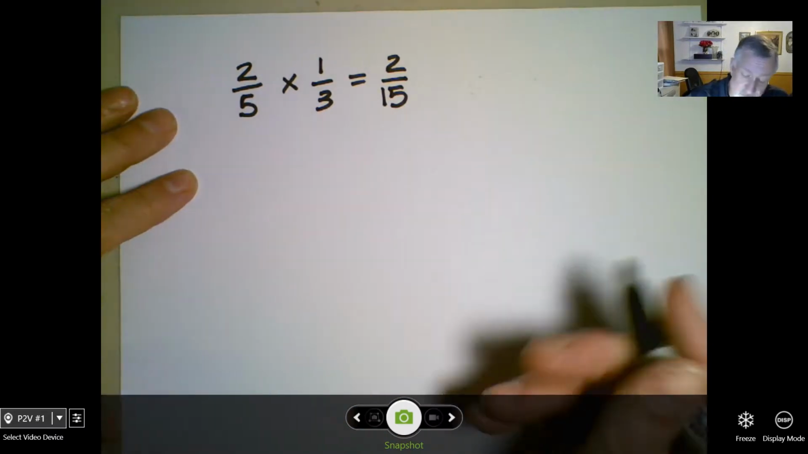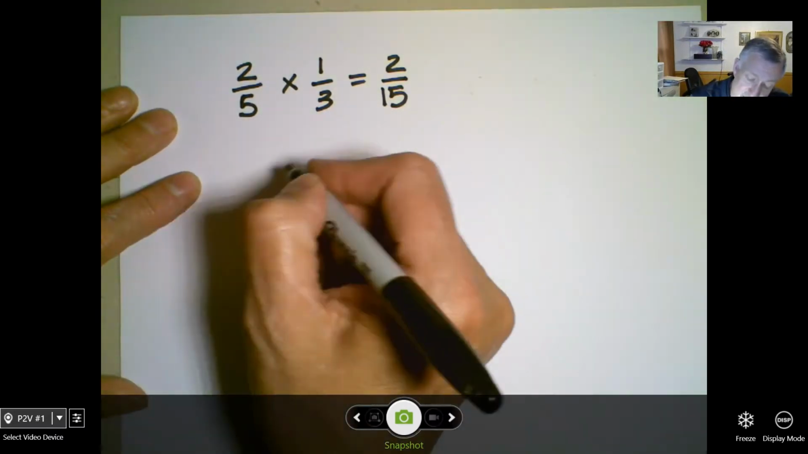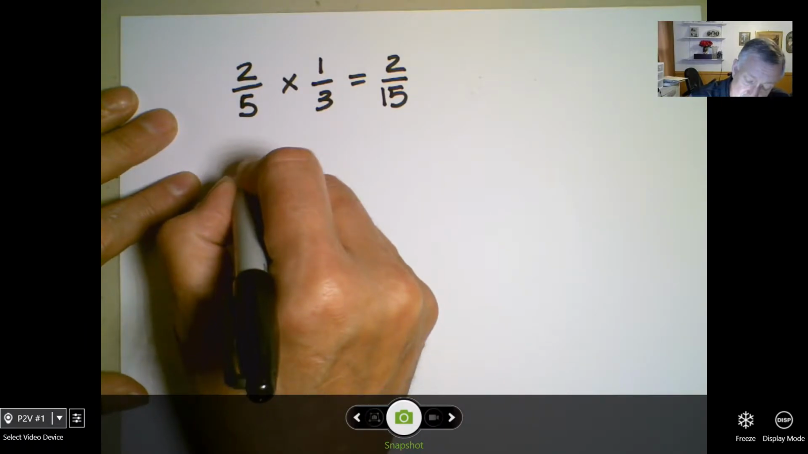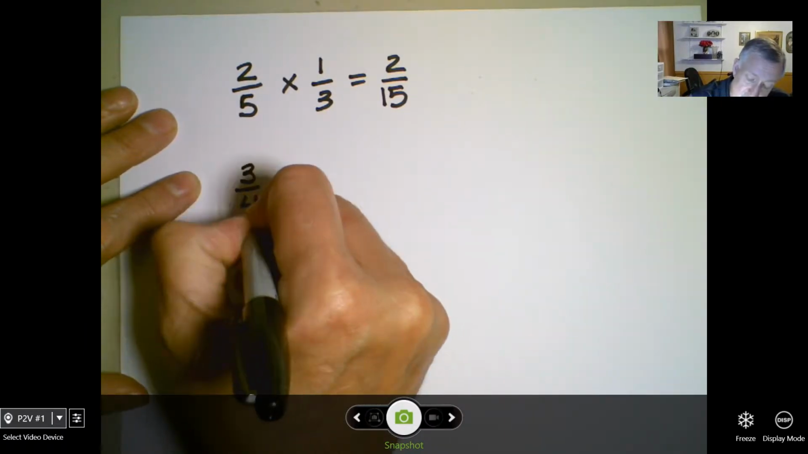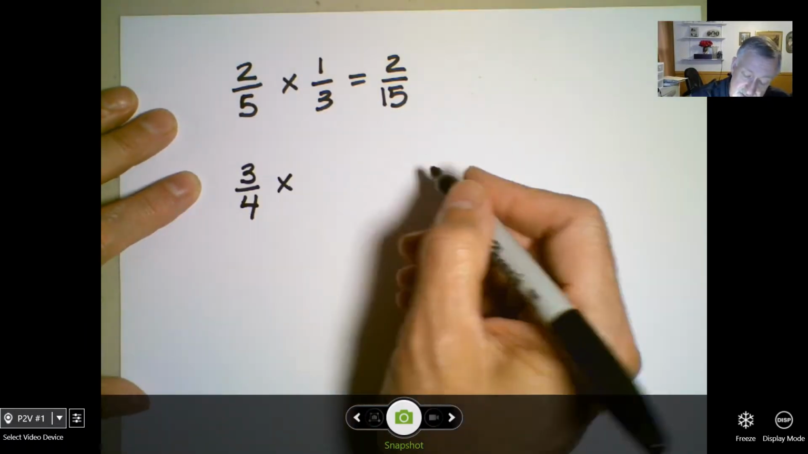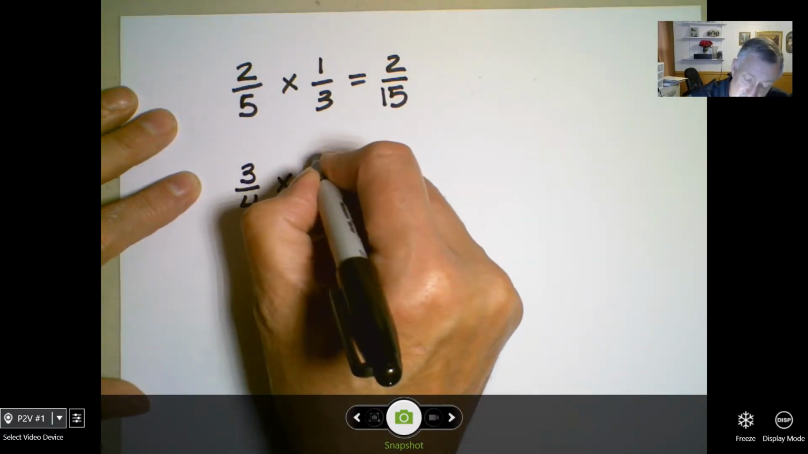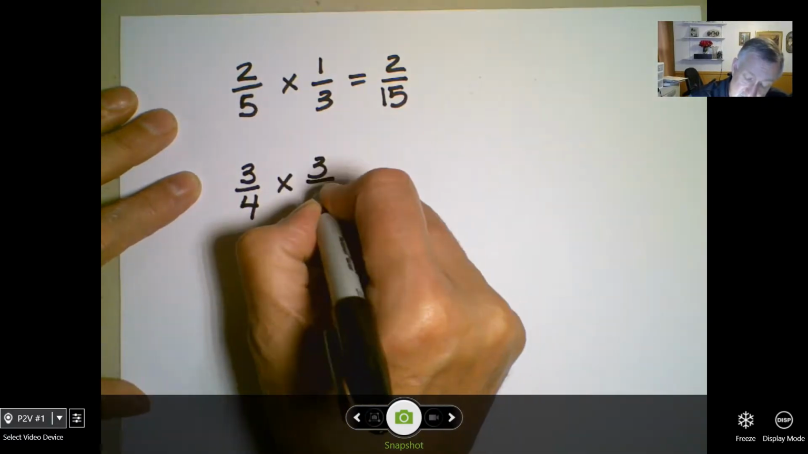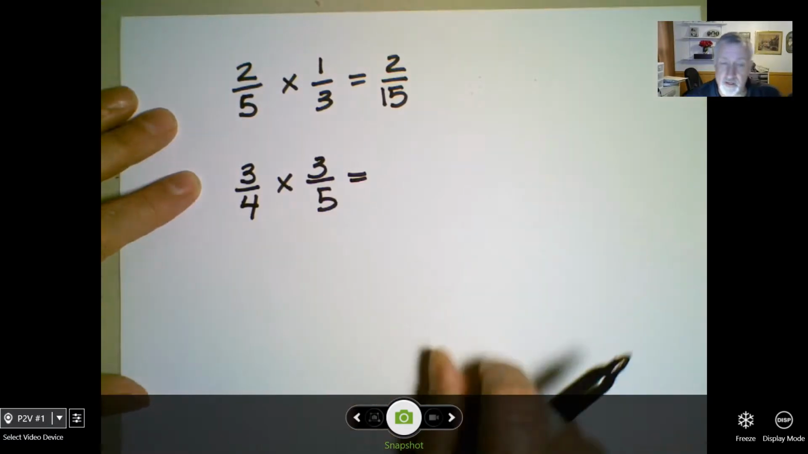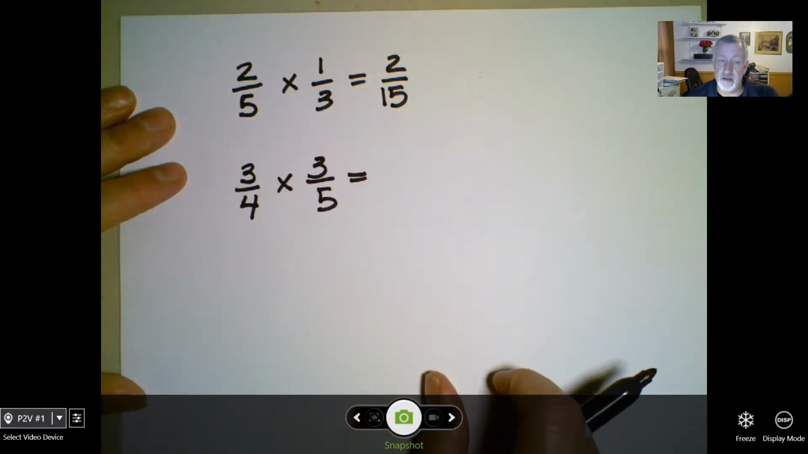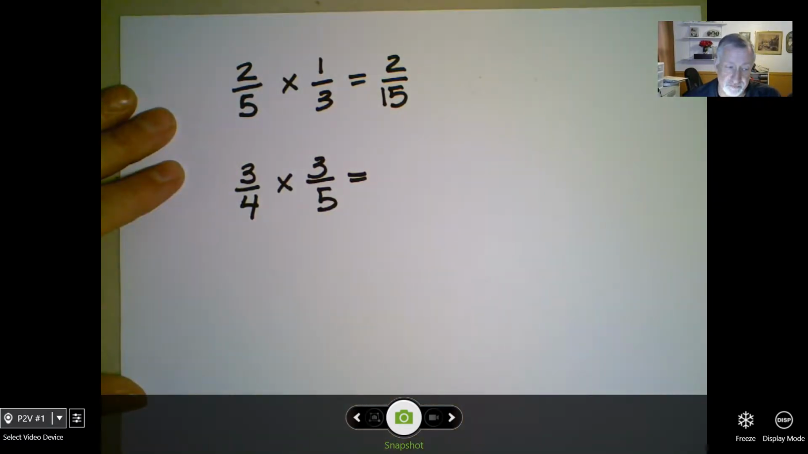Okay, so you try one very quickly. Let's say we have a side that is 3/4 and the other side is 3/5. What is going to be the area of that shape? I'm going to pause the video, give you a second to figure that out.